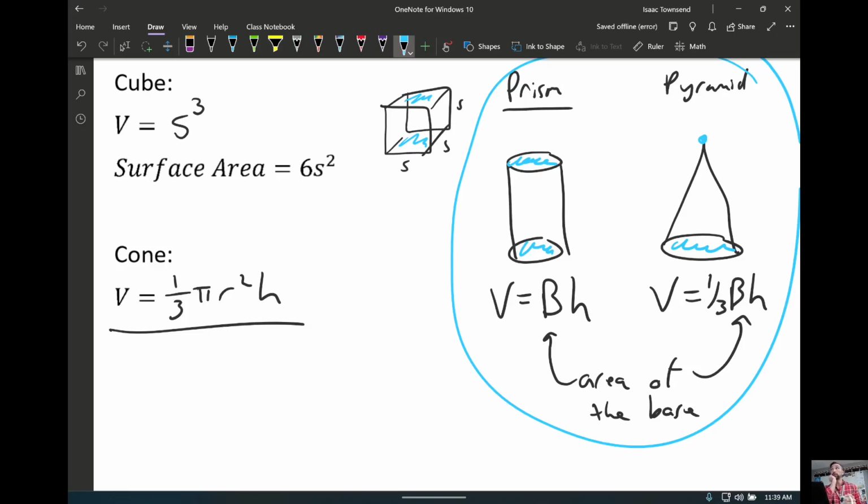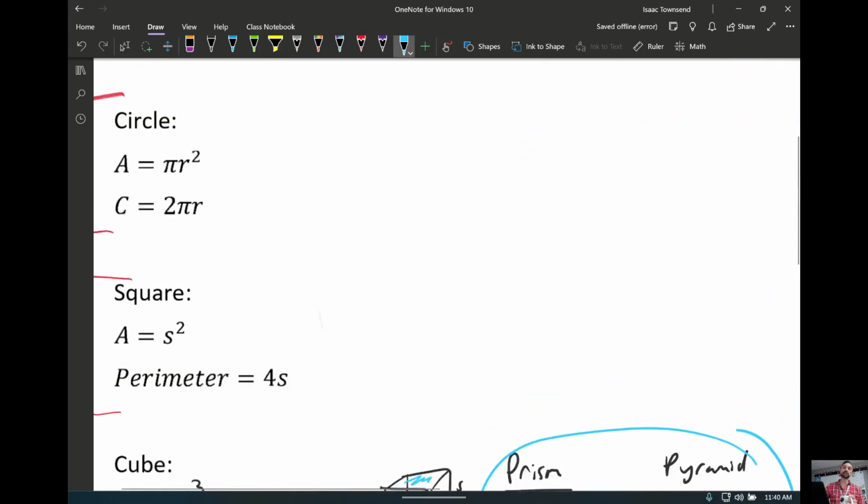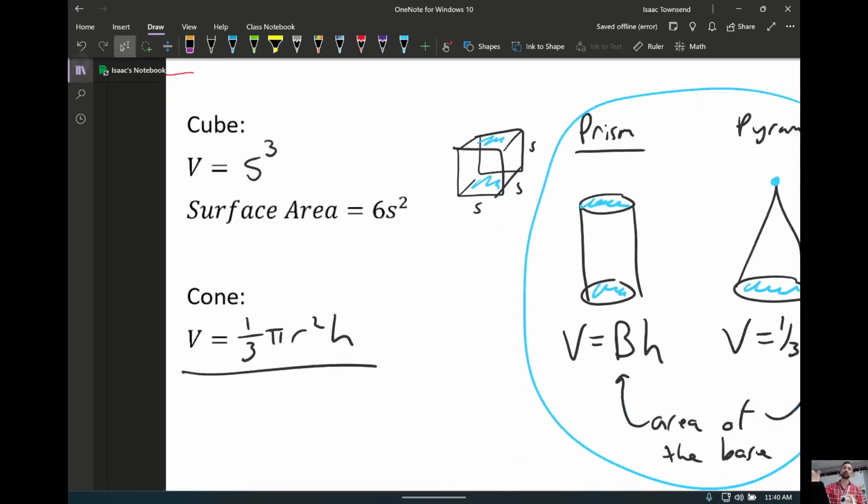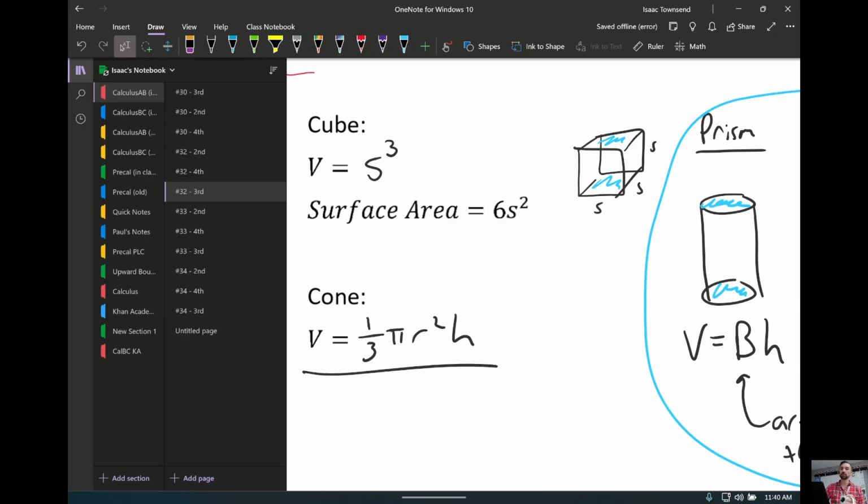The big common one is volume of a sphere. Volume of a sphere is a very common one for your AP exam. But they don't make you memorize it. They always give it to you in the question. These are the ones that they expect you to know. So if you happen to not remember any of these, you need to relearn those as soon as possible.